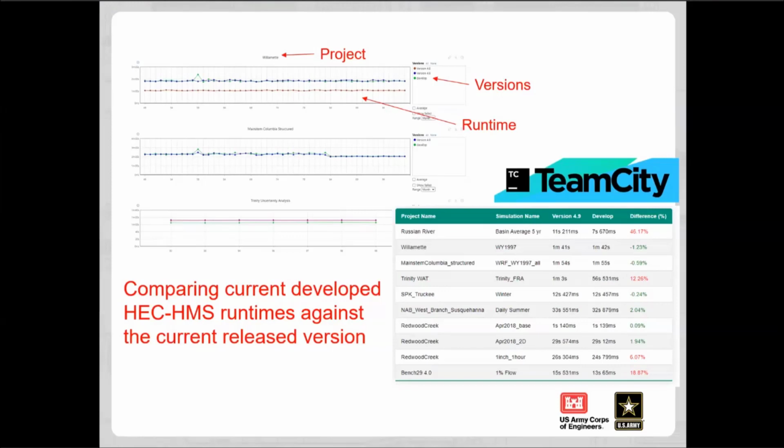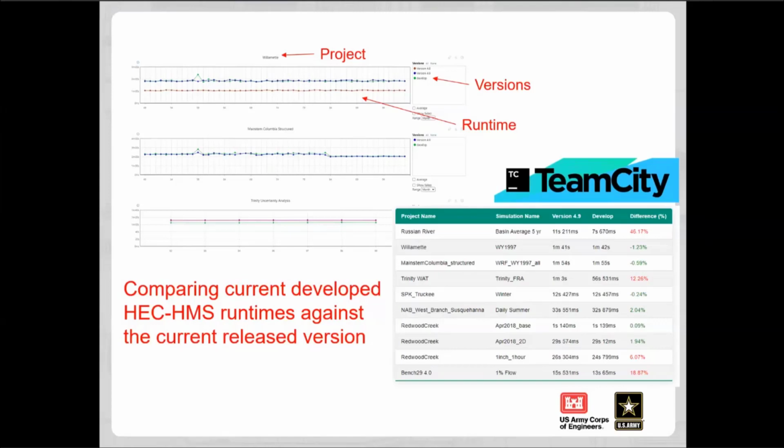So that's what those graphs are showing on the left and on the right. The XY plot on the left shows the build number on the x-axis and runtimes on the y-axis for each HMS project. The different lines on the graph represent different versions of HMS. So for example, for the Willamette project, which we're tracking, we're comparing the runtimes for versions 4.8, 4.9, and the current development version. And the table on the right compares the current release HMS to the development version of HMS and provides a more detailed look at the differences in runtimes between the current release and the development version.